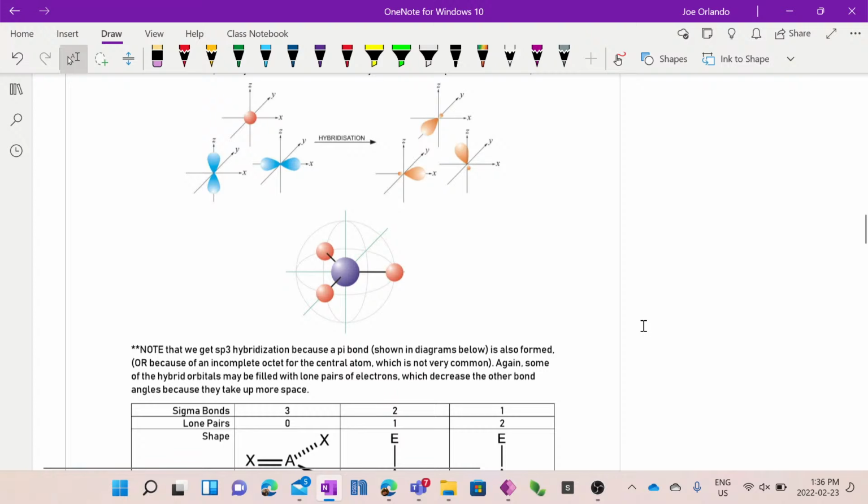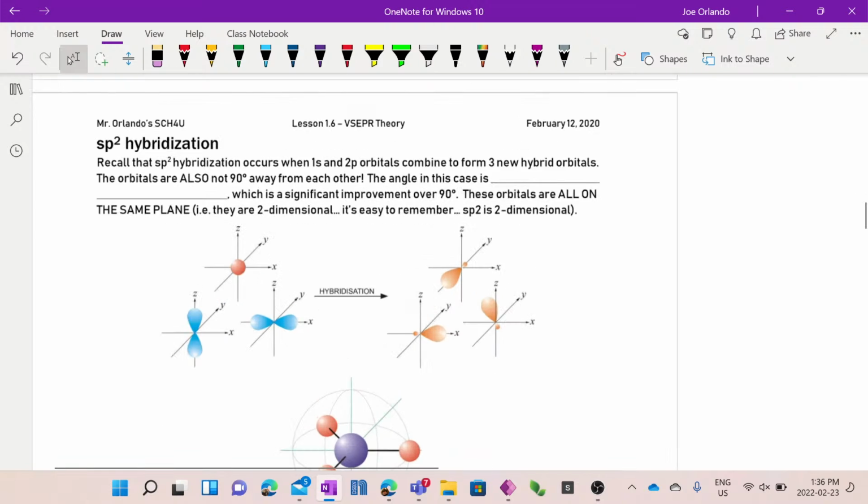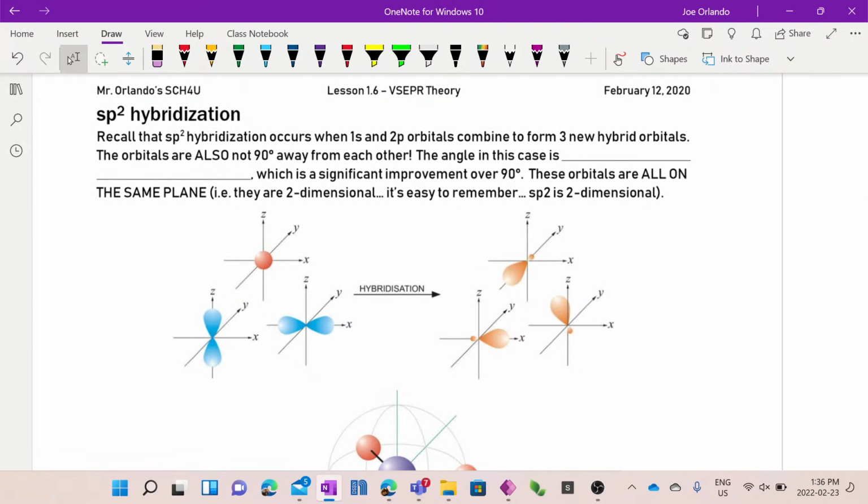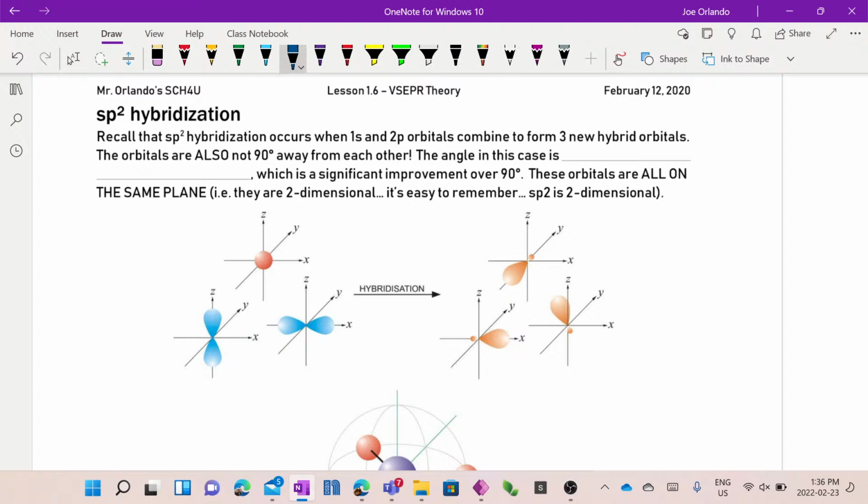So this is the furthest apart you can put 3 spokes from a wheel. All right? And when we do sp2 hybridization, that's 3 spokes. That's 3 orbitals. So recall that sp2 hybridization occurs when 1 s and 2 p orbitals combine to form 3 new orbitals. Again, they're not 90 degrees. It's 120 degrees, which is a significant improvement over 90. And these orbitals are coplanar. They lie on the same plane.